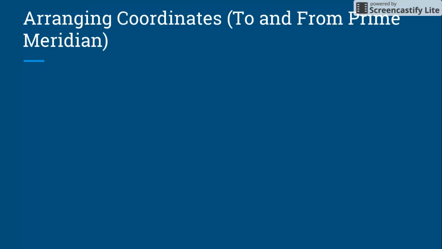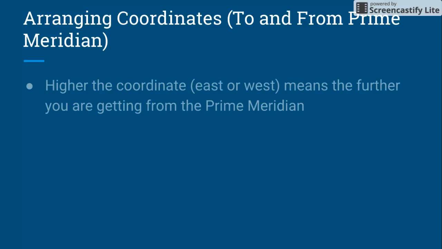Now here's a similar idea, except we're looking at the prime meridian. Remember, the prime meridian is that longitude line at 0 degrees, the one in the middle of the earth that goes up and down at 0 degrees.